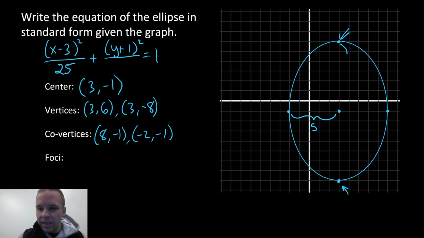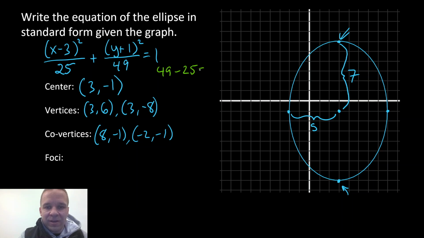And then this length right here is 1, 2, 3, 4, 5, 6, 7. So 7 squared is going to be 49. So there we go for what we have underneath that y. All right, so how do we find our foci? Our foci are going to be on that major axis. I'm going to have to do the 7 squared, which is 49, minus the 5 squared, which is 25, equals my c squared.